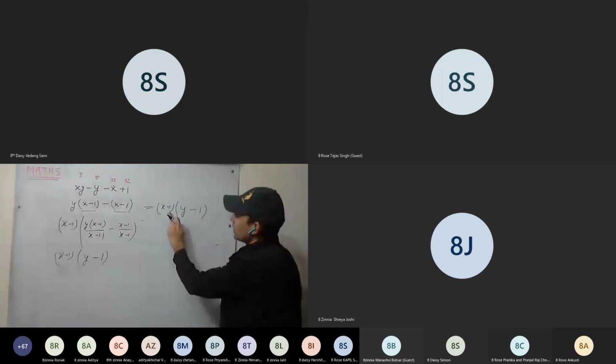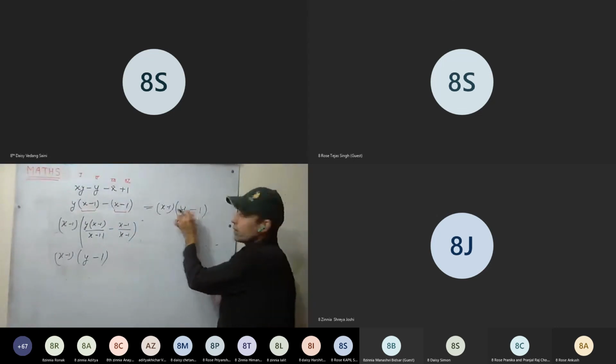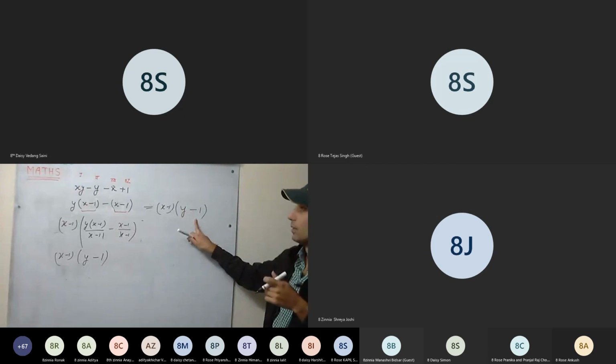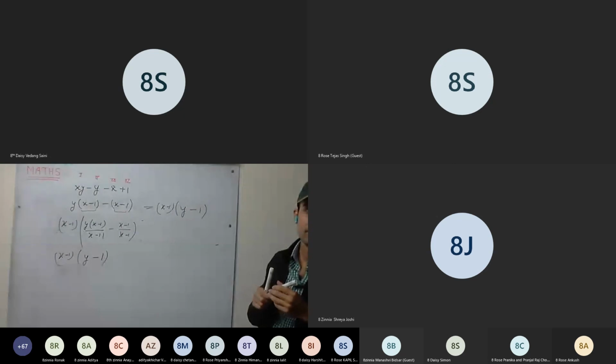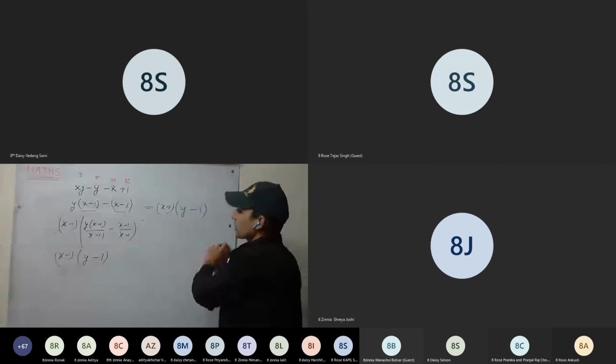Now you can check again. Multiply x minus 1 with y, you get the first term. Multiply x minus 1 with 1, you get the second term. Is this clear now? Yes, sir. Okay. Anyone have doubt here in this question?